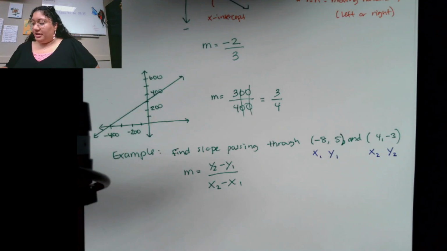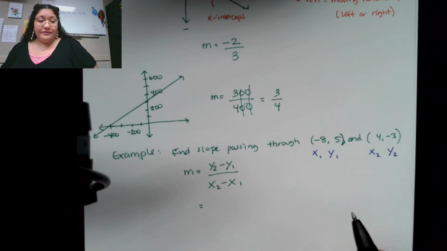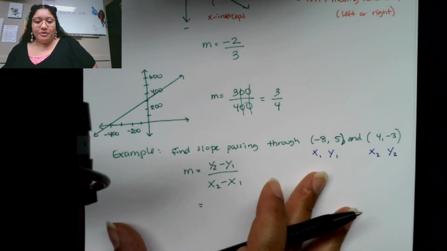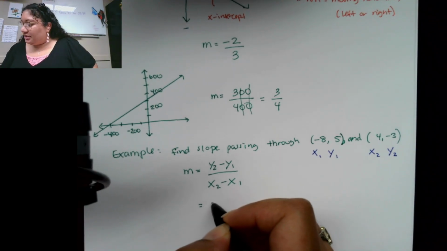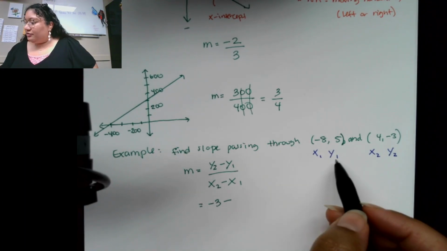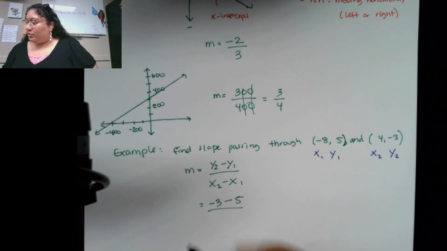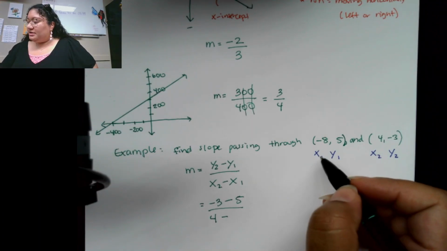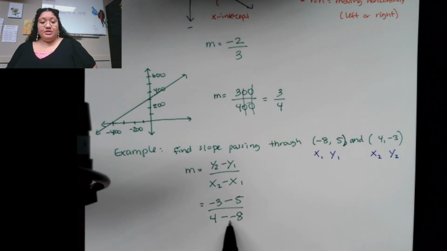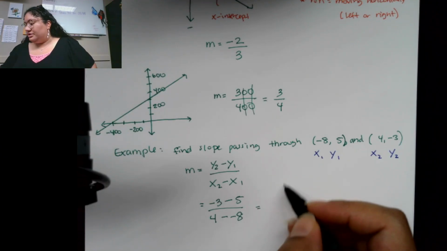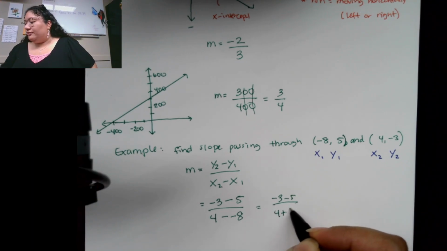Okay, from here, I'm going to plug in. By labeling it, I do not have to guess who's my x1? Who's my y1? I already know. Okay, it's y2 minus y1. So y2 is negative 3 minus y1, which is 5, over x2, which is 4, minus negative 8 over here. Okay, two negatives make a positive. So I got negative 3 minus 5 over 4 plus 8.